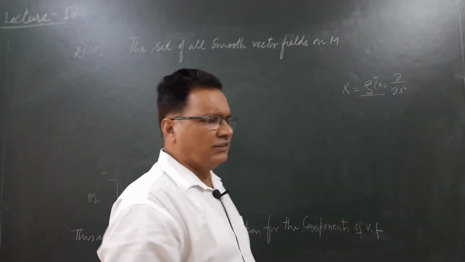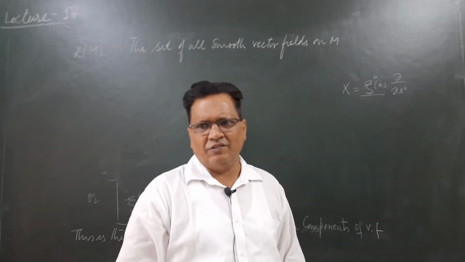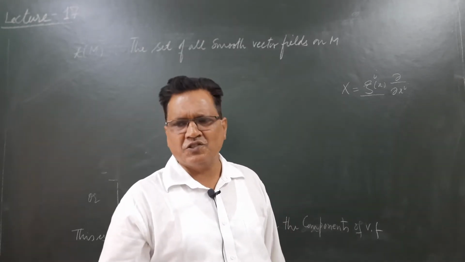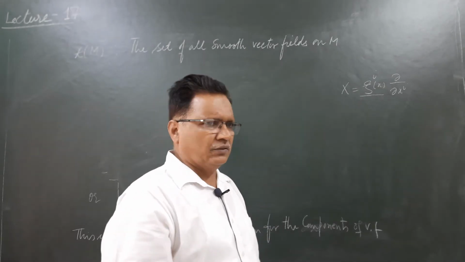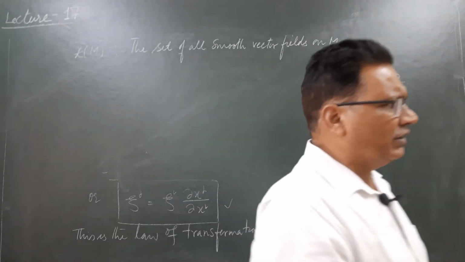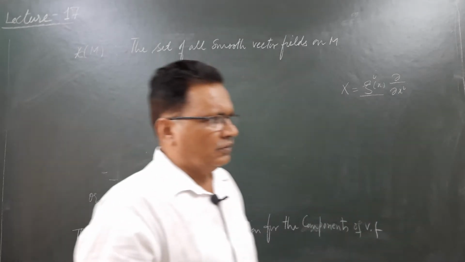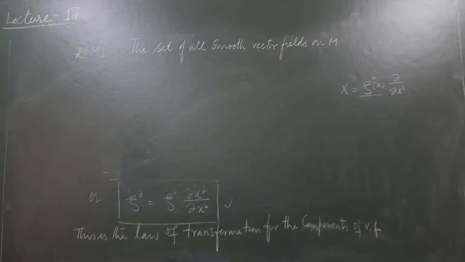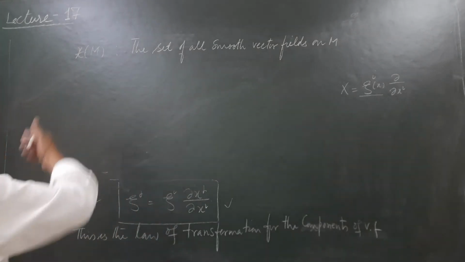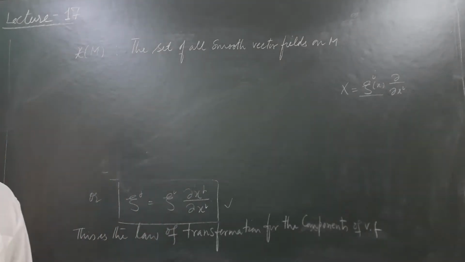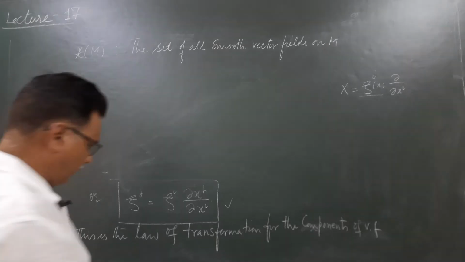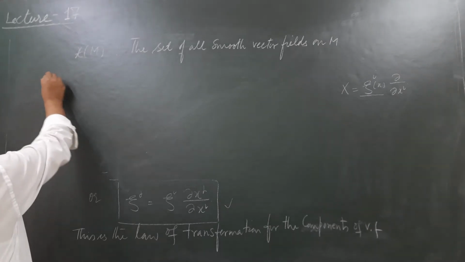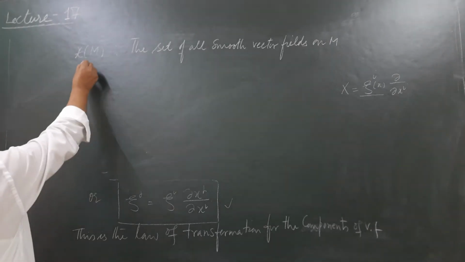If these functions are just continuous, then I will call it a continuous vector field, or C0 vector field. So most of the time we will be dealing with smooth vector fields. Okay. So here is a collection of smooth vector fields on the manifold M. Okay. Now I will define some algebraic operations on this χ(M).